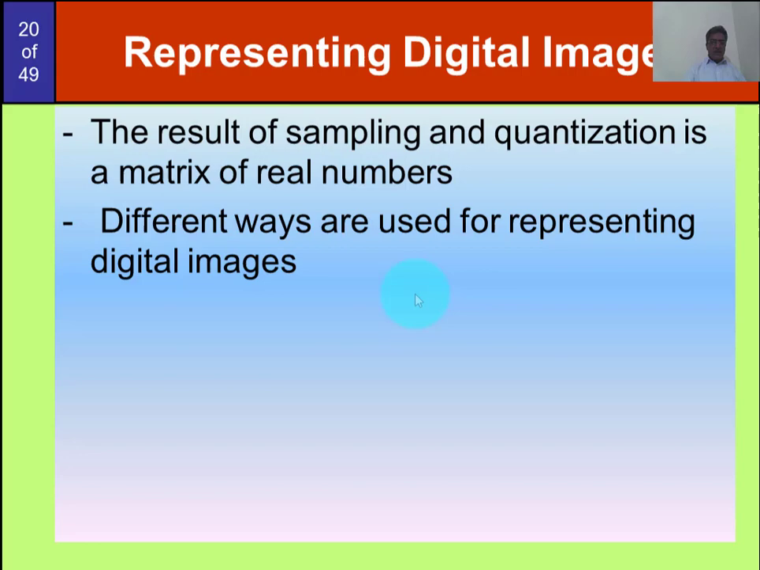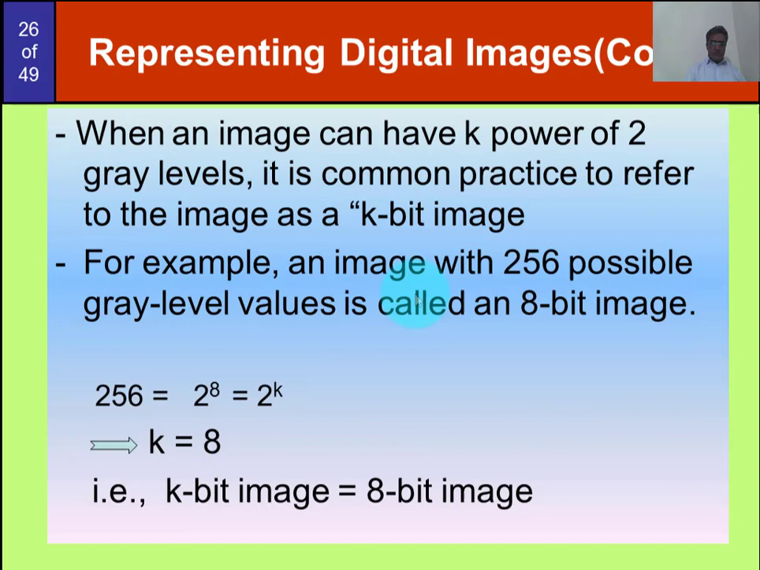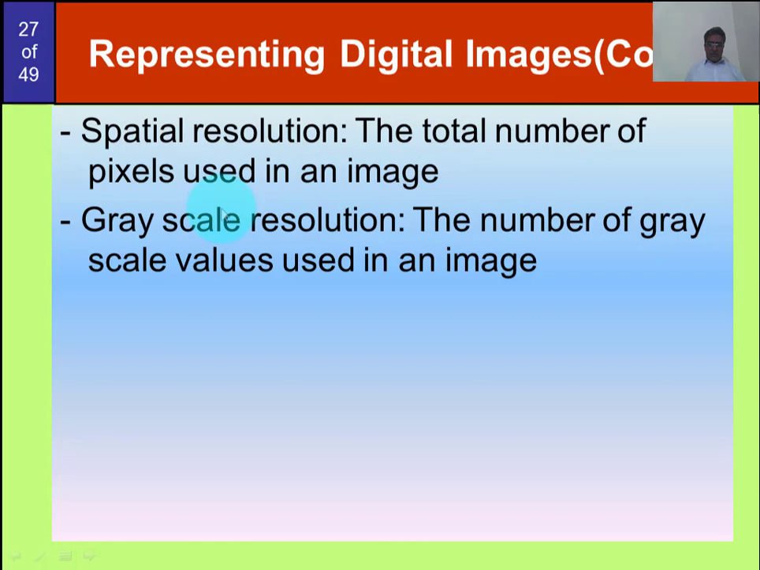Spatial resolution is the total number of pixels used in an image, how many pixels we are using for an image. So, the resolution will be accordingly. If the resolution is low, it means there are few pixels in an image. If the resolution is high, it means there are several pixels in an image.